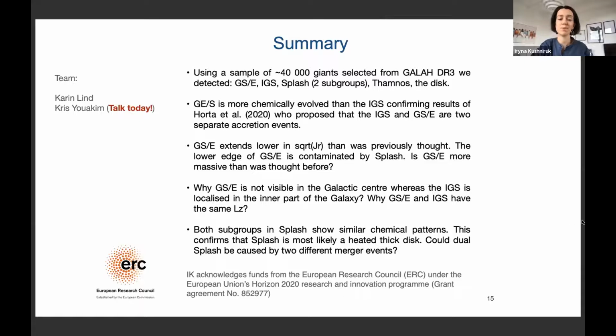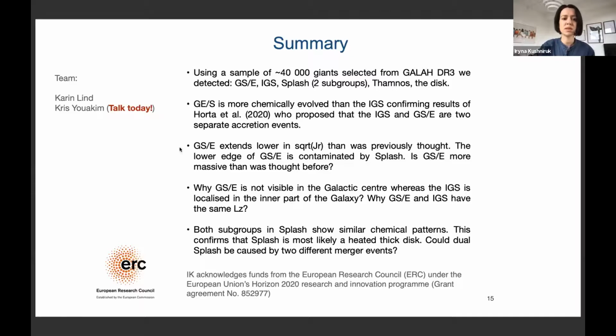And the summary. We selected a sample of roughly 40,000 giants from the GALAH DR3 survey, and we detected Gaia Enceladus sausage, the inner galaxy substructure, the splash with 2 subgroups, Thamnos, which I did not mention, but we do see Thamnos as well in our plots, and the disk. What we see is that Gaia Enceladus sausage is more chemically evolved compared to the inner galaxy substructure, and we confirm the results of Horta et al., who proposed that both groups do not originate from the same progenitor and are actually 2 separate accretion events.